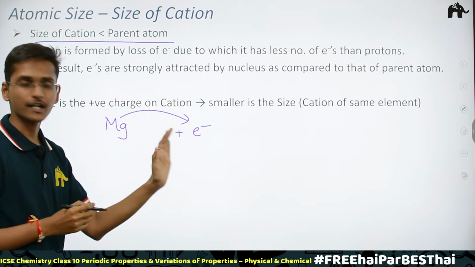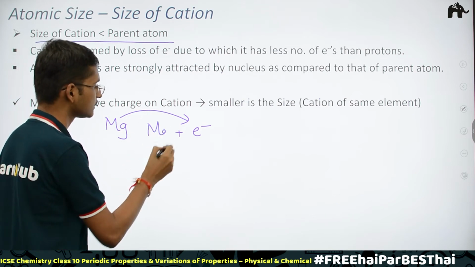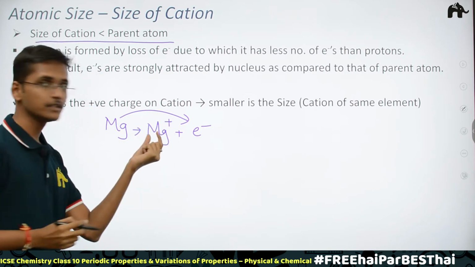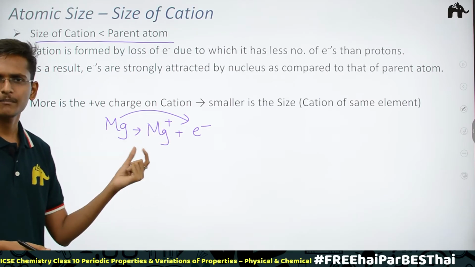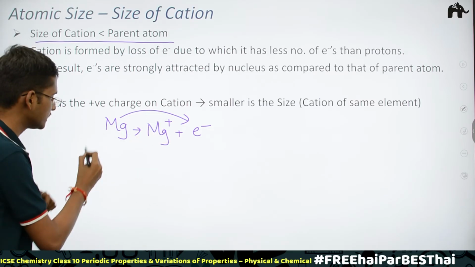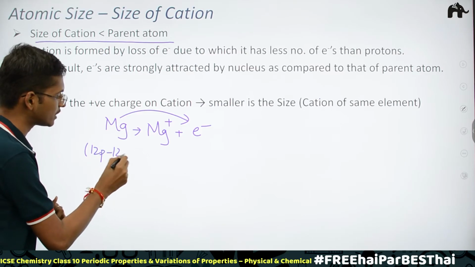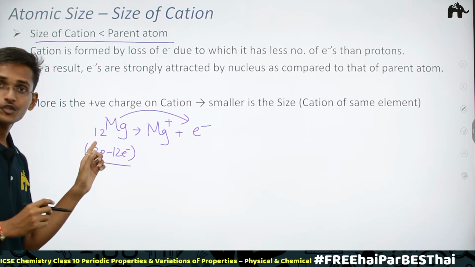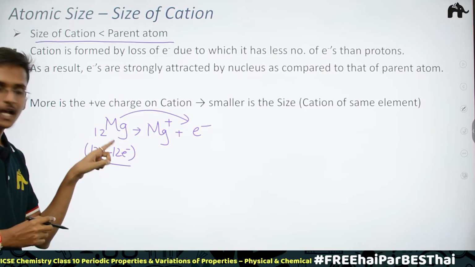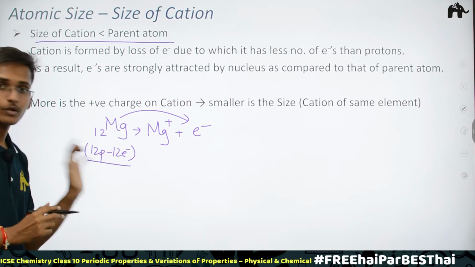Now after losing an electron, what would it become? It would become a positively charged magnesium ion. Now why is there a positive charge on this magnesium? Because in this case there were 12 protons and 12 electrons. Why am I saying 12 protons and 12 electrons? Because I know magnesium's atomic number is 12. So it has 12 protons, and since it is an atom, it has 12 electrons.